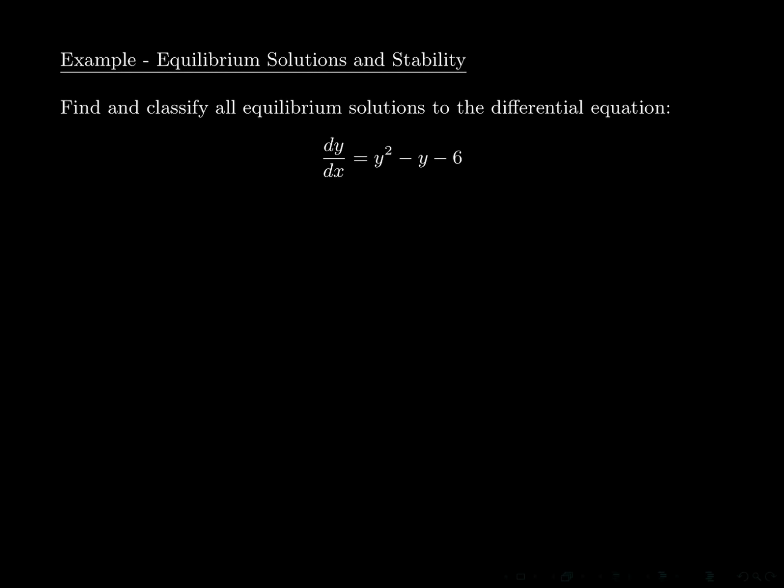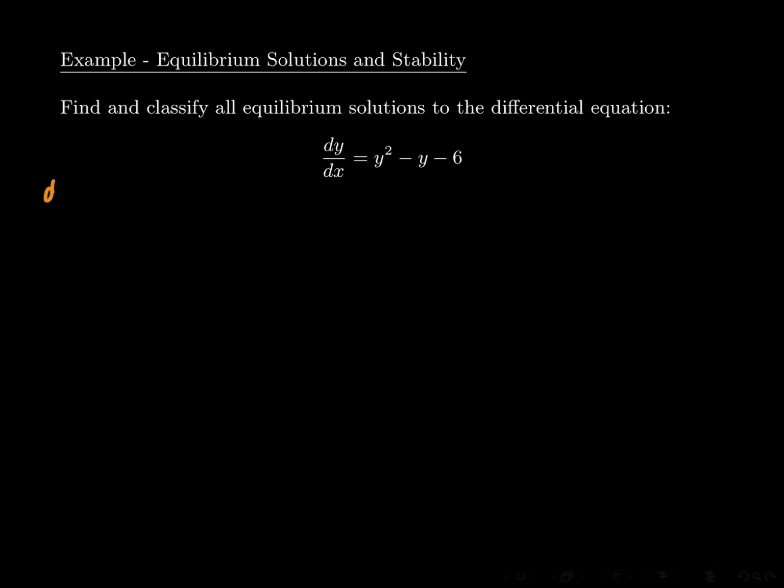So now I'll show you how to solve a differential equation for its equilibrium solutions and then classify those solutions according to their stability. And then I will also show you in that process how to construct the phase line. So for this differential equation, since it is autonomous, the equilibrium solutions actually will correspond to the zeros of this differential equation.